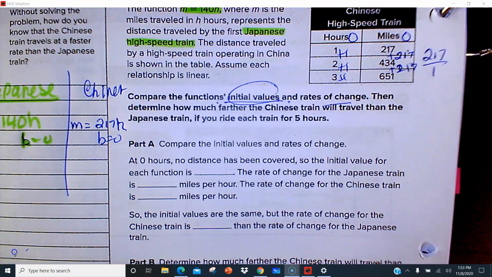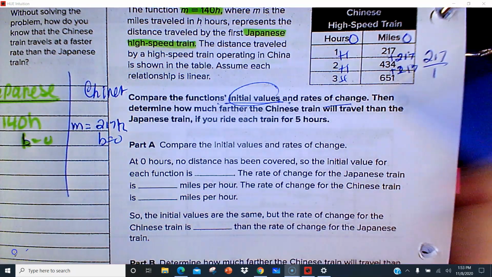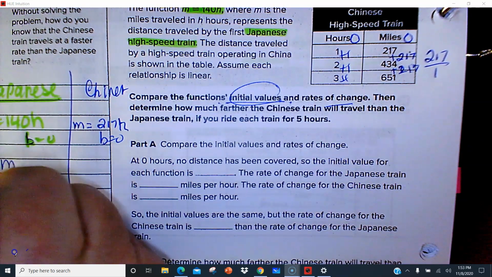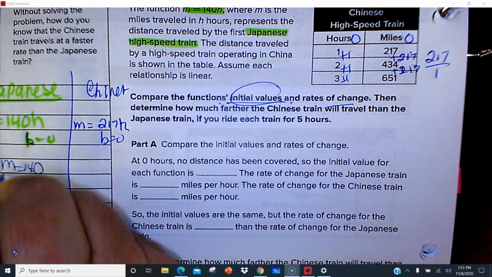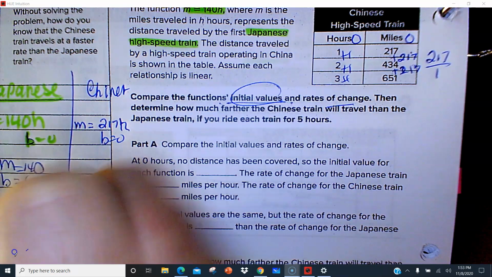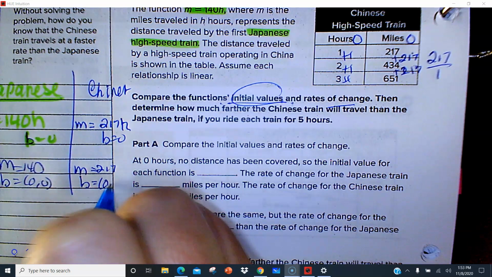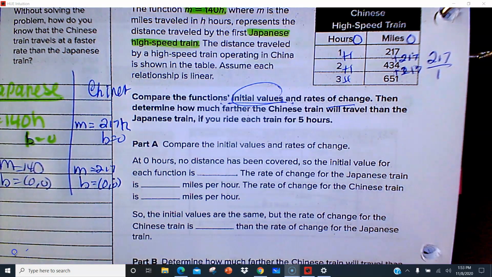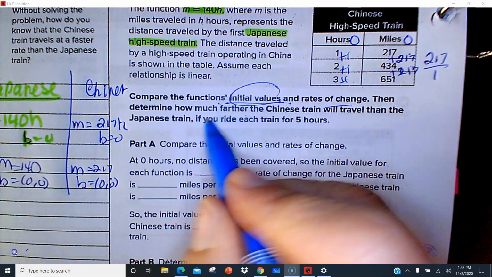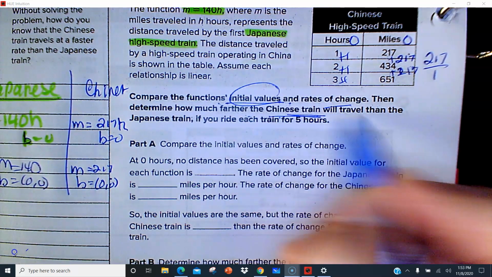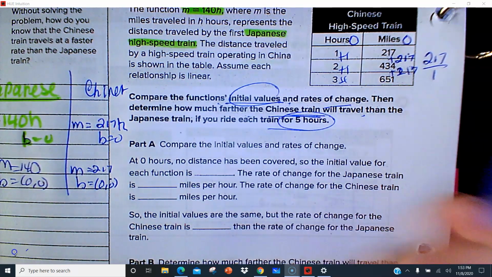So really, then, I'll go back and answer the question. My m is 140 here. My b is at 0, 0. My m is 217 here. My b is also at 0, 0. So the Chinese train is going faster. Determine how much farther the Chinese train will travel than the Japanese train if each rides for 5 hours.